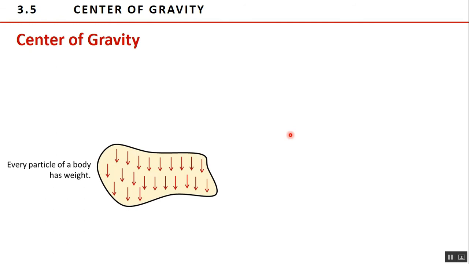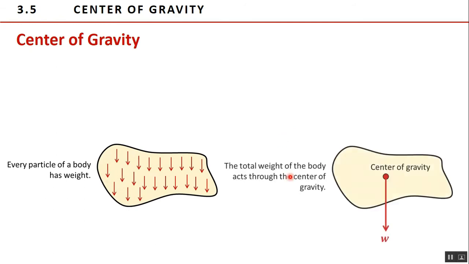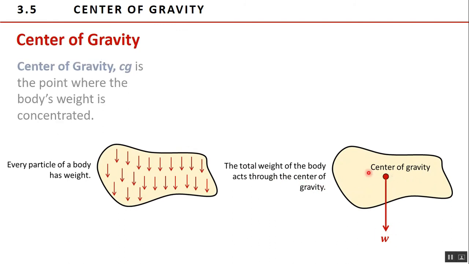Congratulations for reaching this last part of this course unit. We learned from Unit 1 the concept of weight. Actually, each particle of a body has weight. The total weight of the body constitutes the weight of all particles of the body. This total weight acts at a point called center of gravity, CG. It is the point where the body's weight is concentrated.